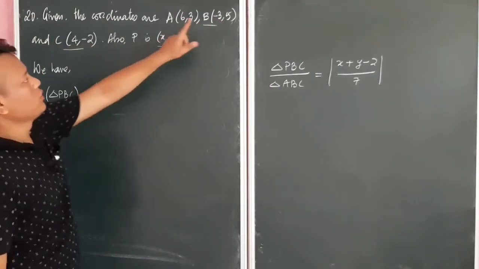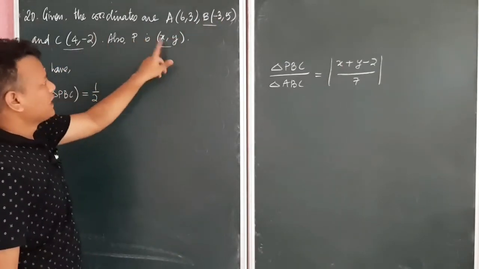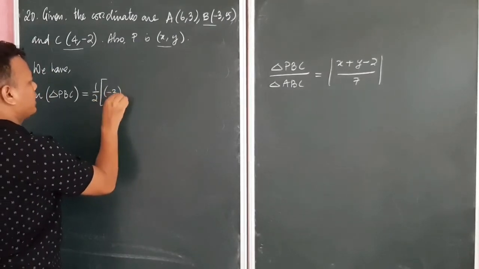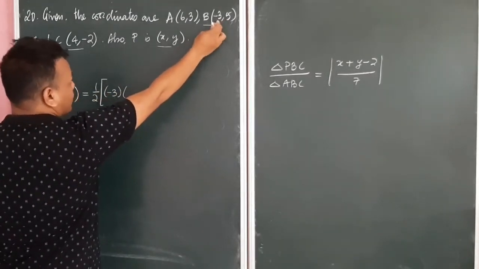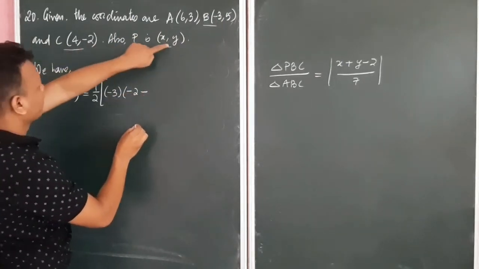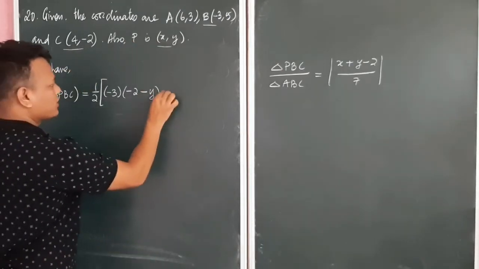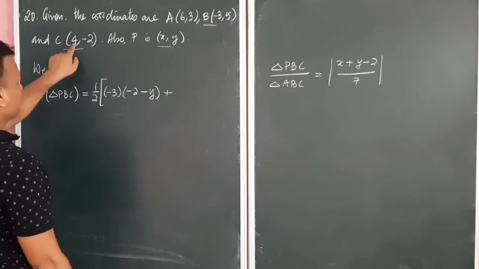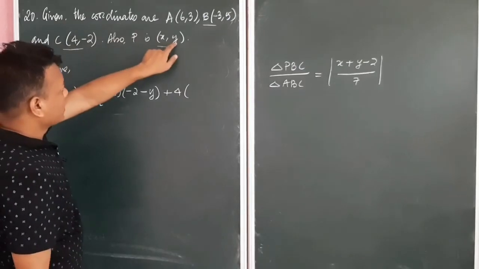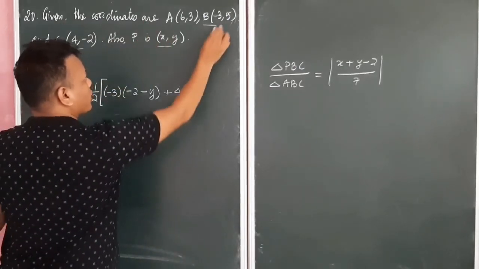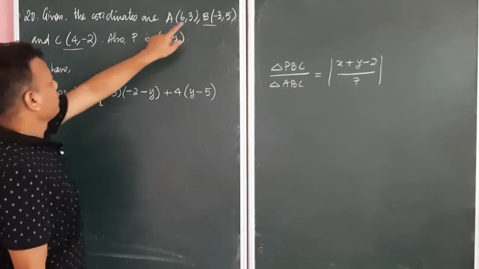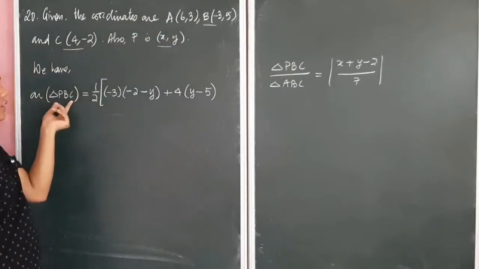You can call these x1 y1, x2 y2, x3 y3. First we need to write x1, that is minus 3, into y2 minus y3, that is y2 is minus 2 minus y3 is y. Plus, now go to x2, so x2 is 4, isn't it? x2 into y3 minus y1, so y3 minus y1 is 5. Please make sure that we are making use of only P, B and C. We are not using A in triangle PBC.